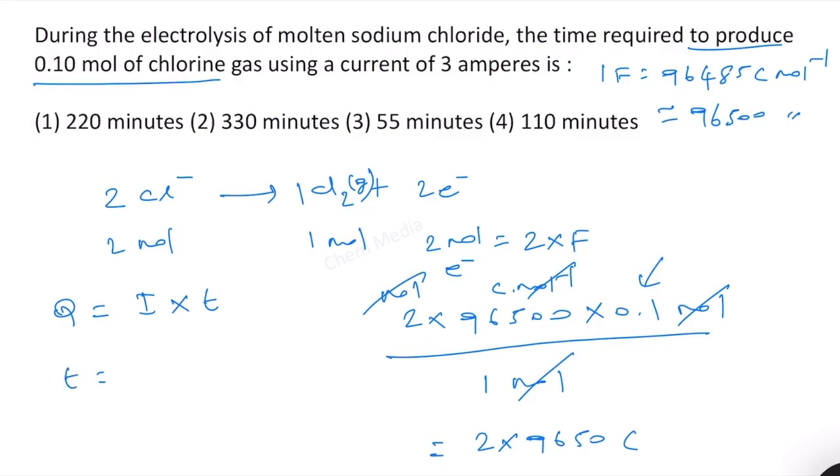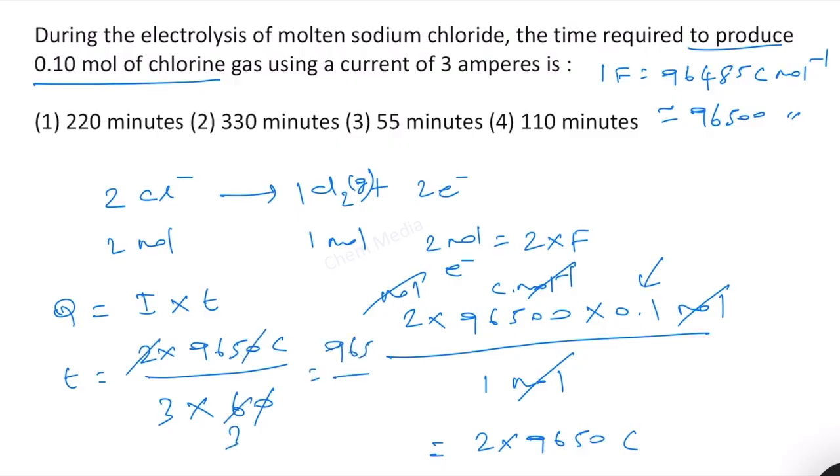Here the number of coulombs required is 2 times 9650 divided by the current, which is 3 amperes. We need the final answer in minutes, and therefore we are dividing it by 60. Again, the 10 we can cut down, and this is 3, and this means that 965 divided by 9 will be 107.2. The closest answer we have is 110 minutes, and therefore option 4 is correct.